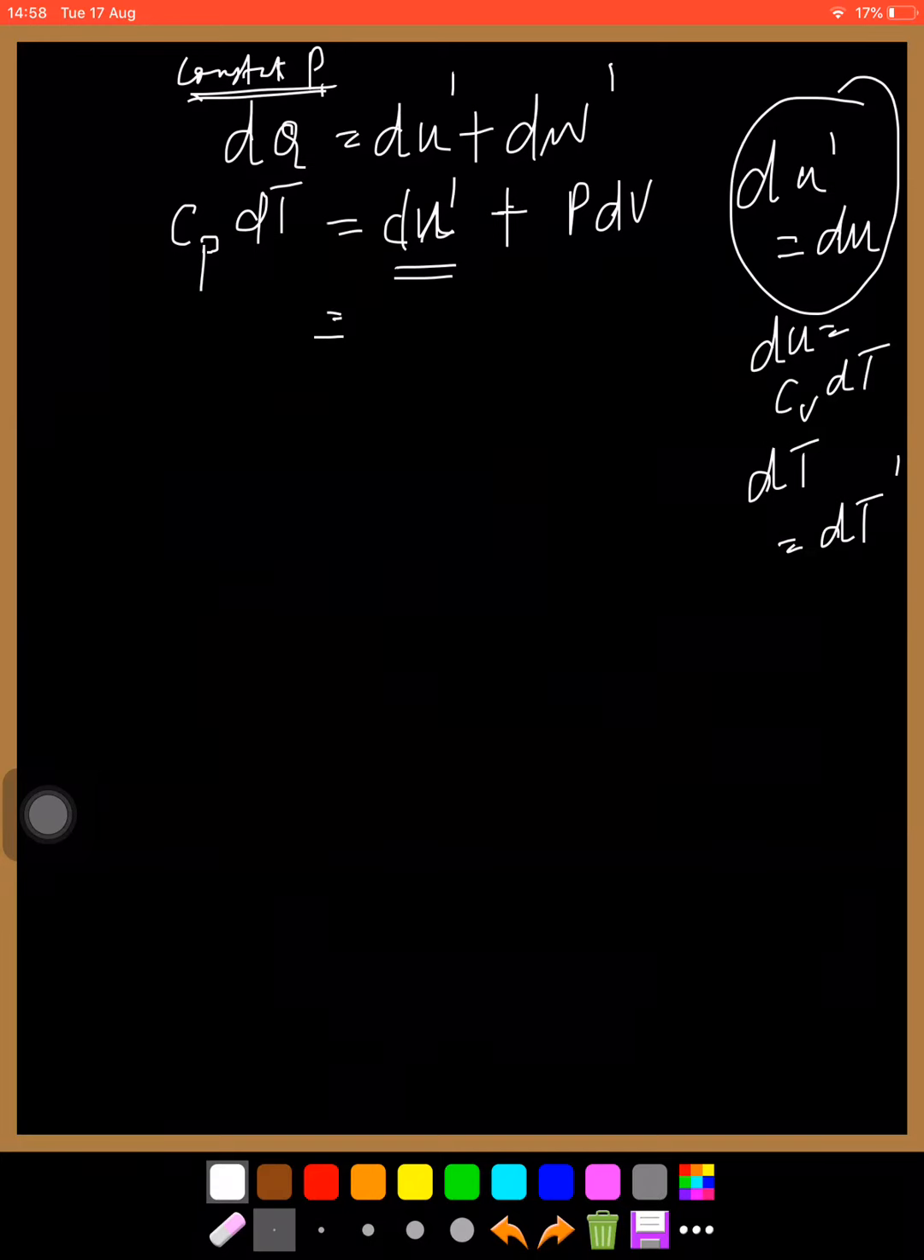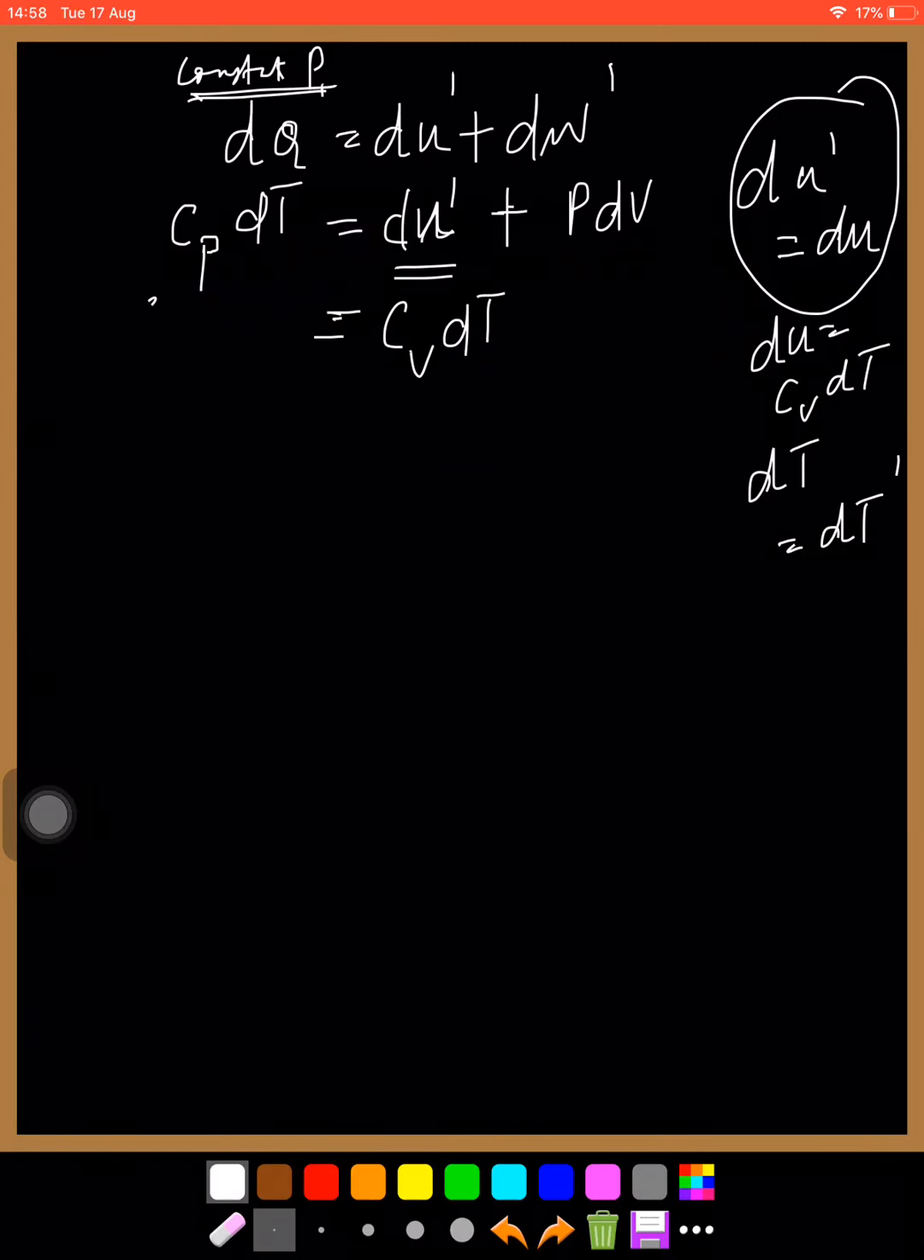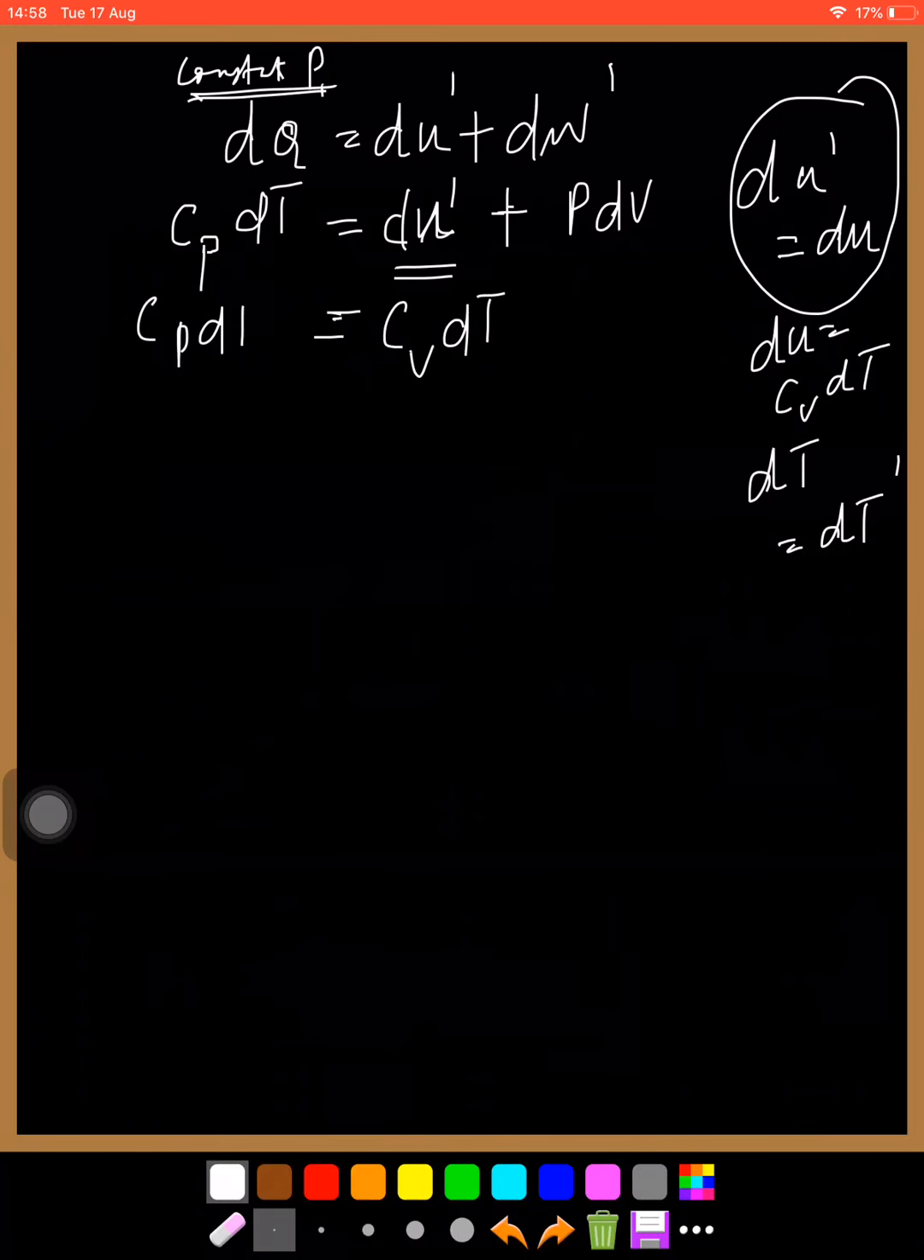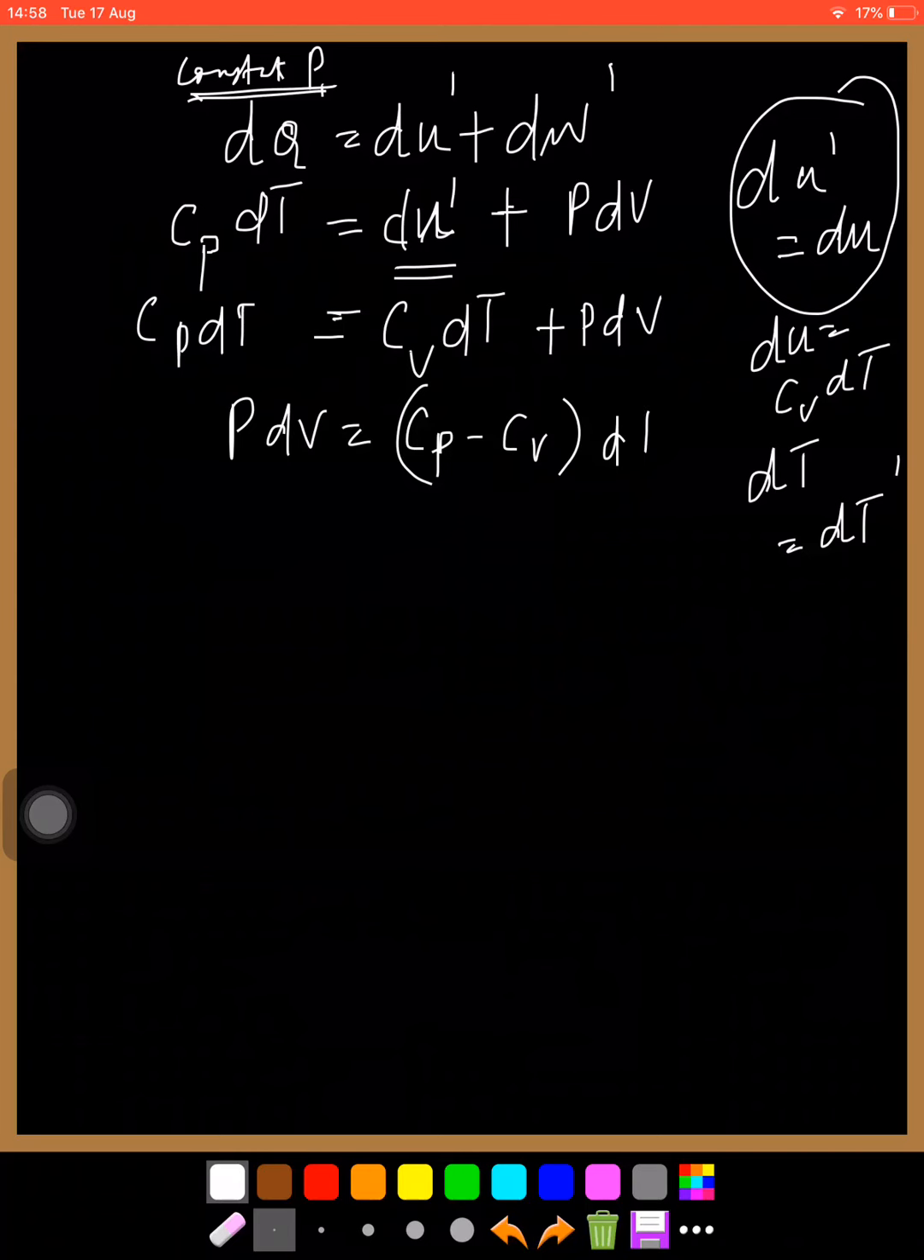which is equal to dU. dU was Cv dT and then Cp dT plus PdV. That is PdV is equal to (Cp minus Cv) dT. Let this be equation 1. And then we take the ideal gas equation, PV is equal to RT. This is a constant pressure process.